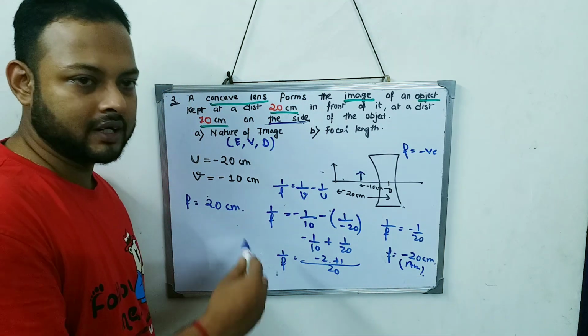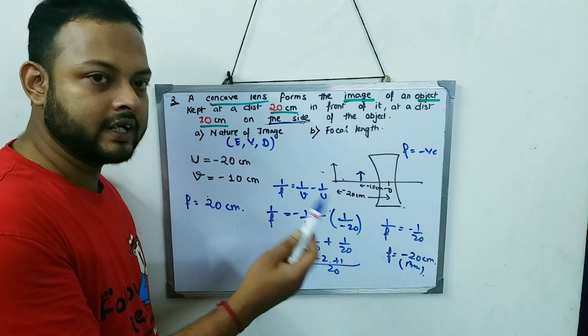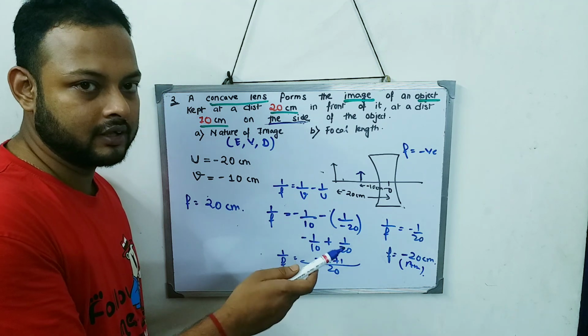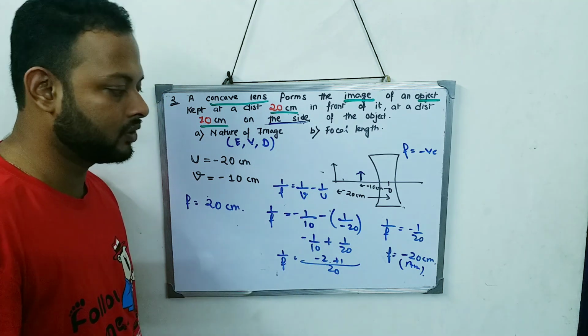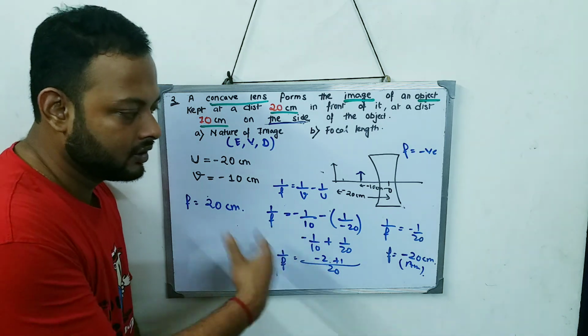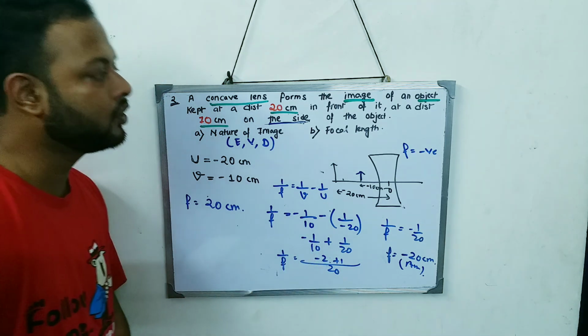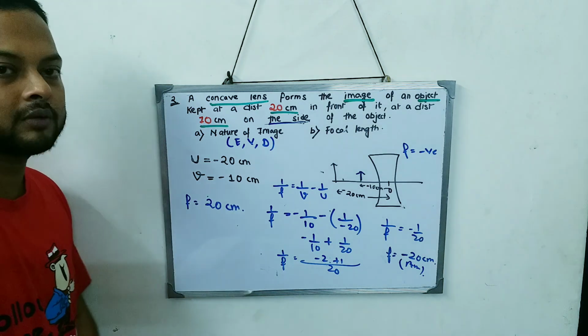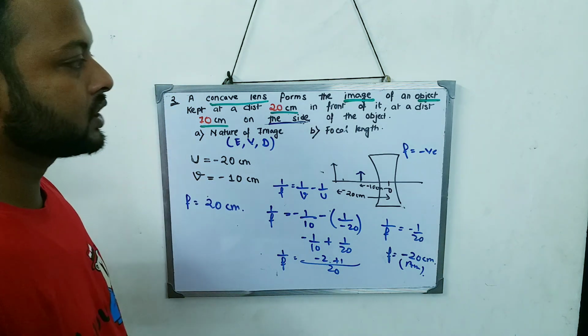Okay, so I just made a mistake. I just interchanged the value of v and u. That is why I changed it once more. So f is equal to minus 20 centimeter. I hope you understood this logic. So anyways, this is question number 2. Let's see what question number 3 is.